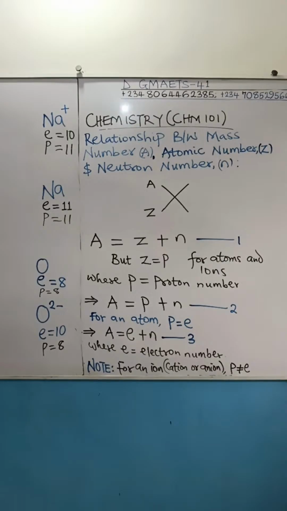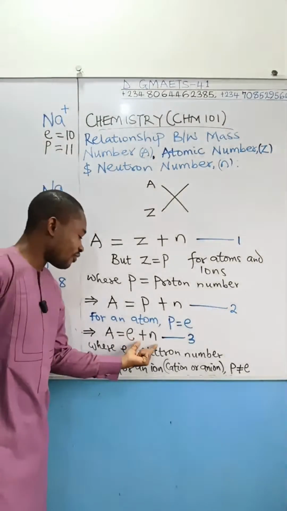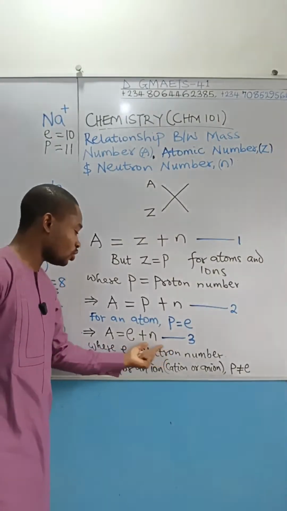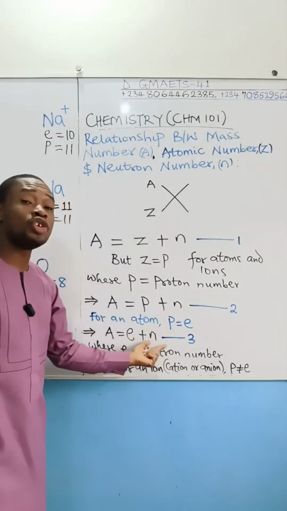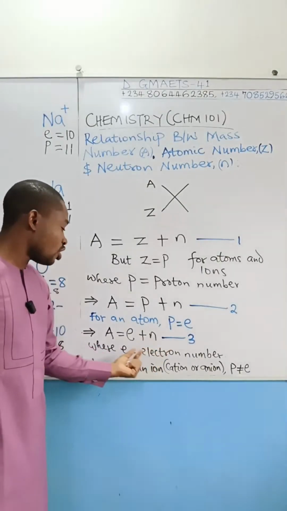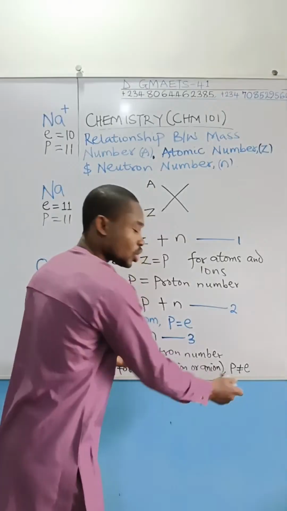But what I explained on this part of the board is very significant, because I was using it to explain why this formula number 3 can only be used for an atom. You cannot use it for an electron. You cannot use it for an ion, because for an ion, the number of electrons is no longer the same as the number of protons.